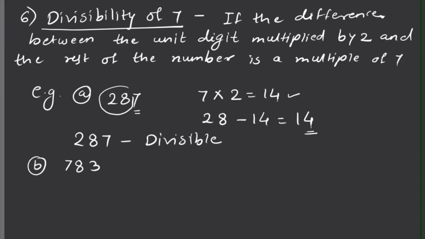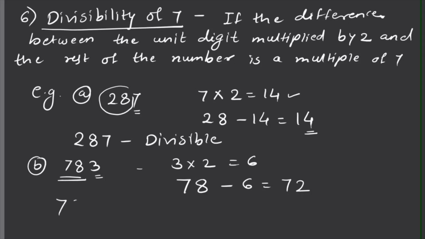Let's have another example. 783. In this example the last digit is 3. So, 3 times 2 equals 6, and the rest of the number is 78. So, 78 minus 6 means 72, which is not a multiple of 7. That's why this number, 783, is non-divisible by 7.